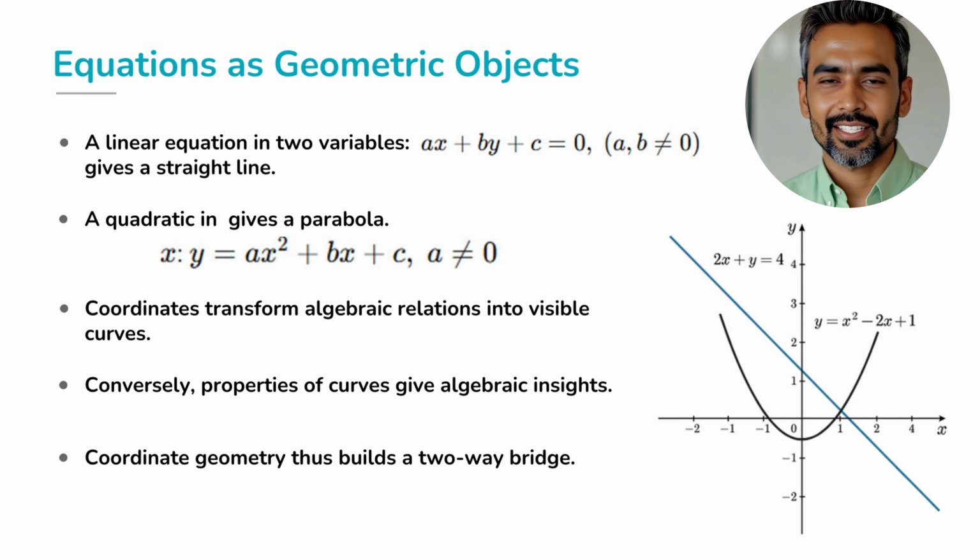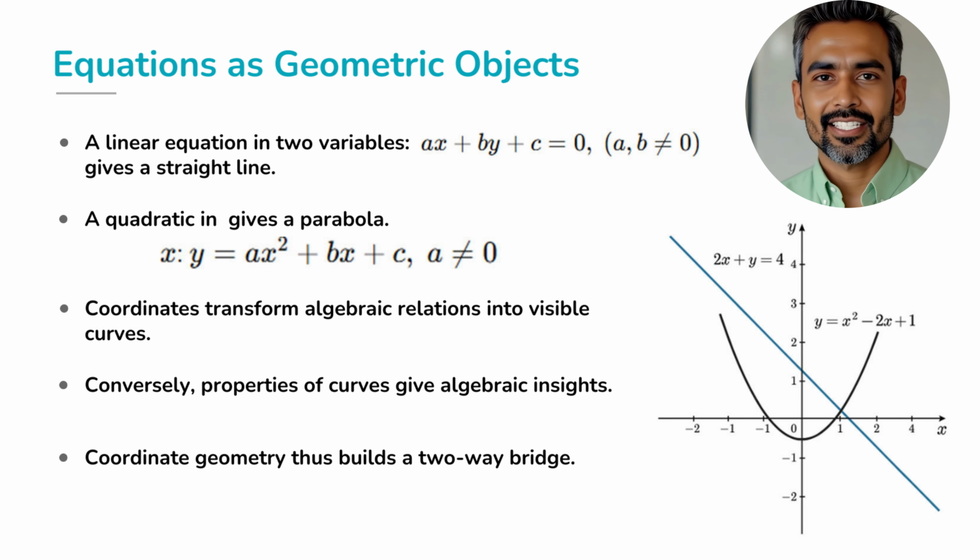Now let's connect algebra to geometry. Take a linear equation in 2 variables, ax + by + c = 0, where a and b are not both 0. The graph of this equation is always a straight line. Next, take a quadratic equation of the form y = ax² + bx + c with a not equal to 0. The graph is a parabola.